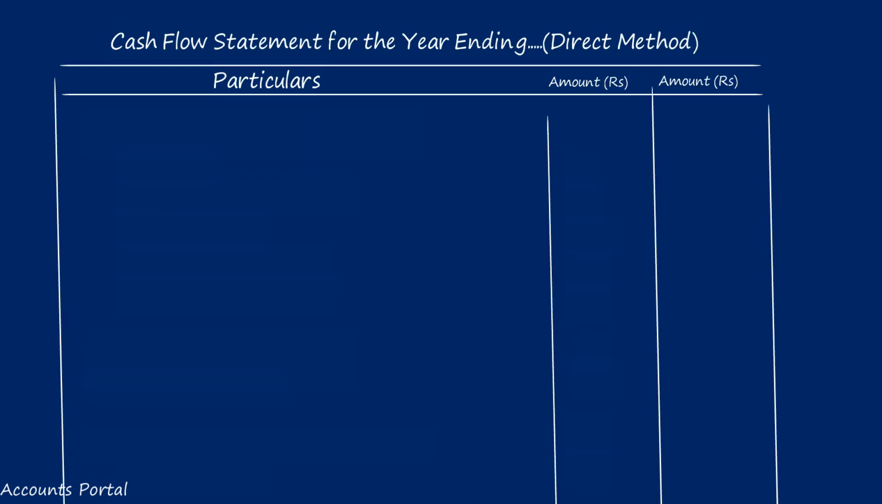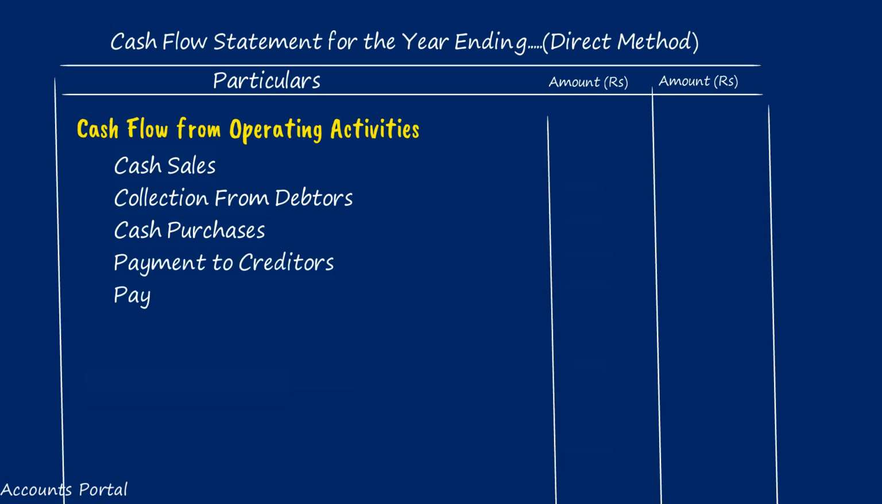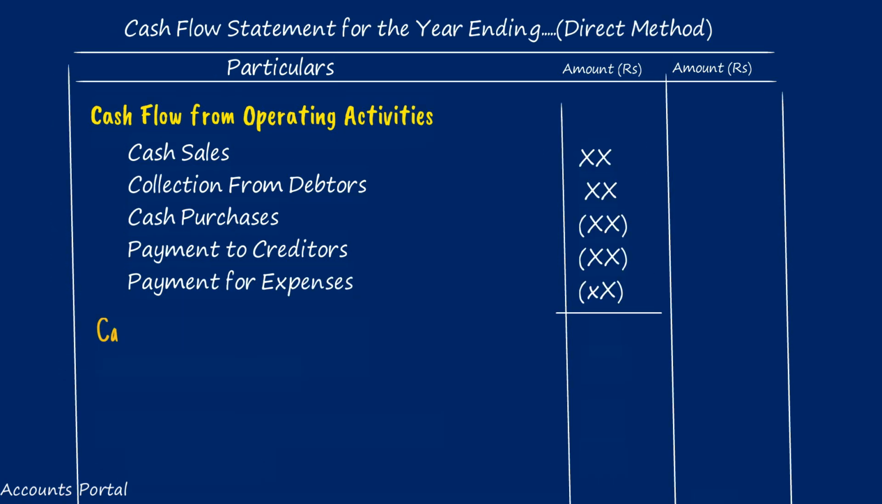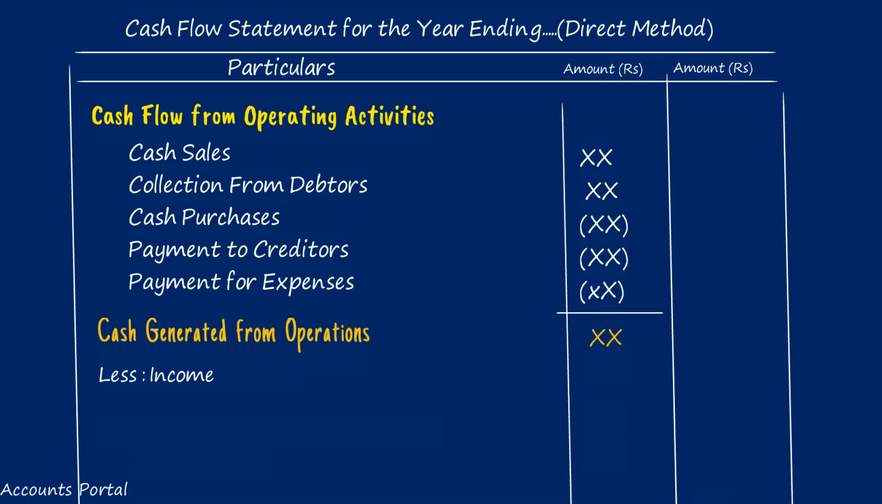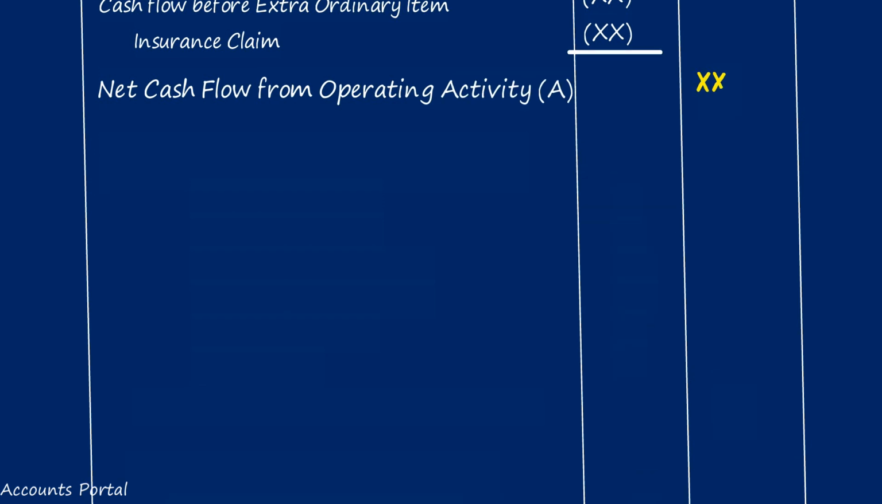Now, let us see the format of cash flow through the direct method. Heading: cash flow statement for the year ending. Three columns: particulars, amount. Give the heading cash flow from operating activities. Cash sales inflow, collection from debtors inflow, cash purchases outflow. Write in brackets; brackets indicate cash outflow. Payment to creditors outflow, payment for expenses outflow. Receipts minus payments gives cash generated from operations. Less income tax paid gives cash before extraordinary item. Add insurance claim to get net cash flow from operating activity, written in bracket A.